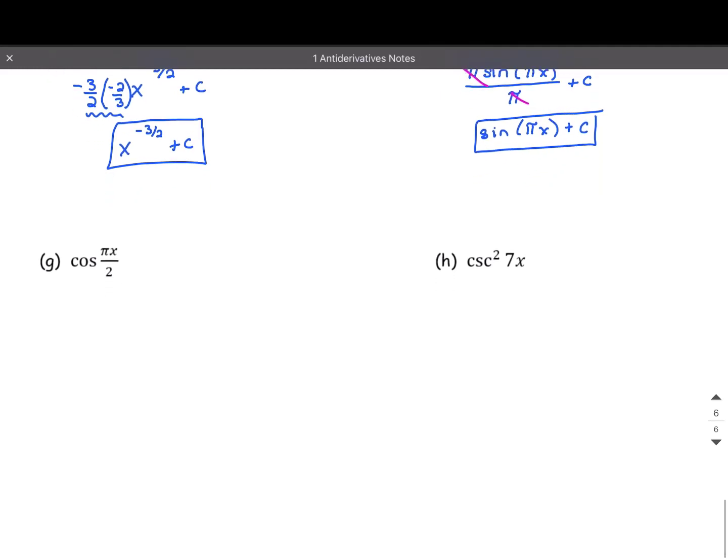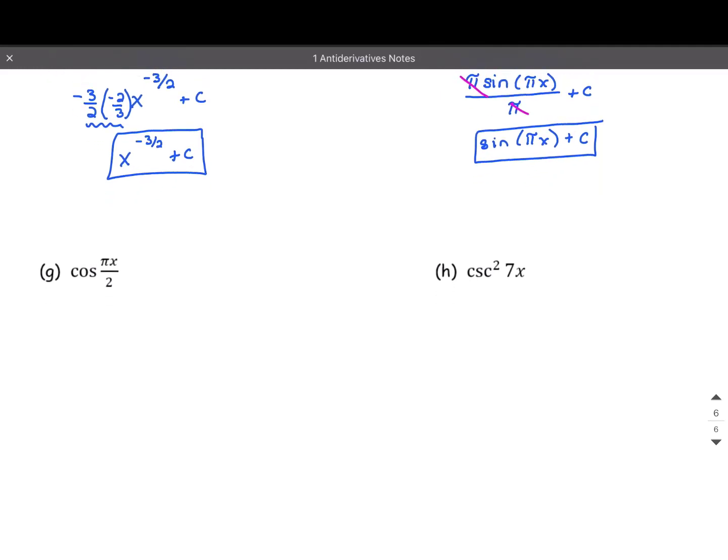We're almost there, guys. Cosine of pi x over 2. What has a derivative of cosine? That's sine, and we keep the angle pi x over 2. Now, what's the derivative of that angle? Pi x over 2. The derivative is pi over 2, so we have to divide by that, which is the same as multiplying by the reciprocal, 2 over pi. And don't forget, plus c at the end.